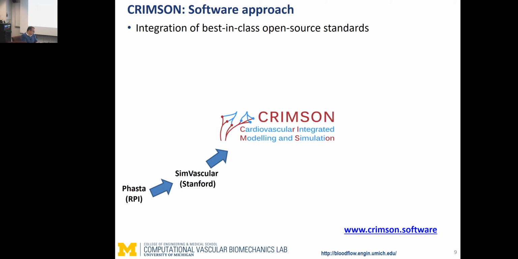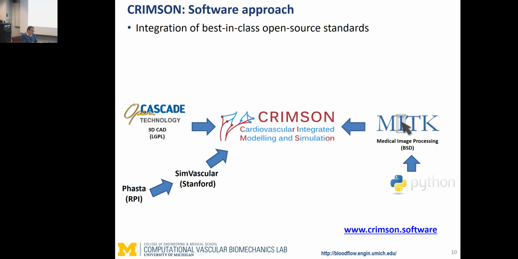and our plan is to make it open source at the end of the project. So one of the goals that we have is, we think that we have a good starting point, and we want to integrate best-in-class open source components for this. So some of the things that we have now in Crimson that SimVascular didn't have.